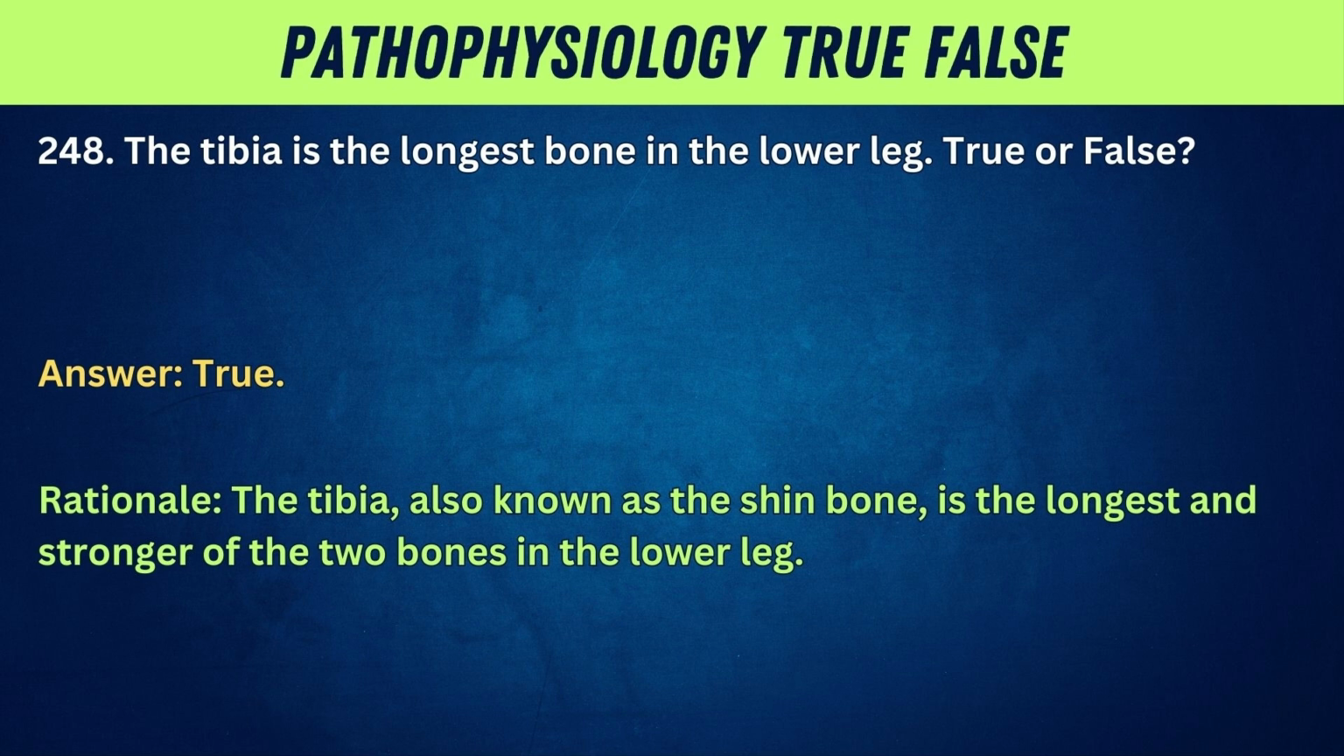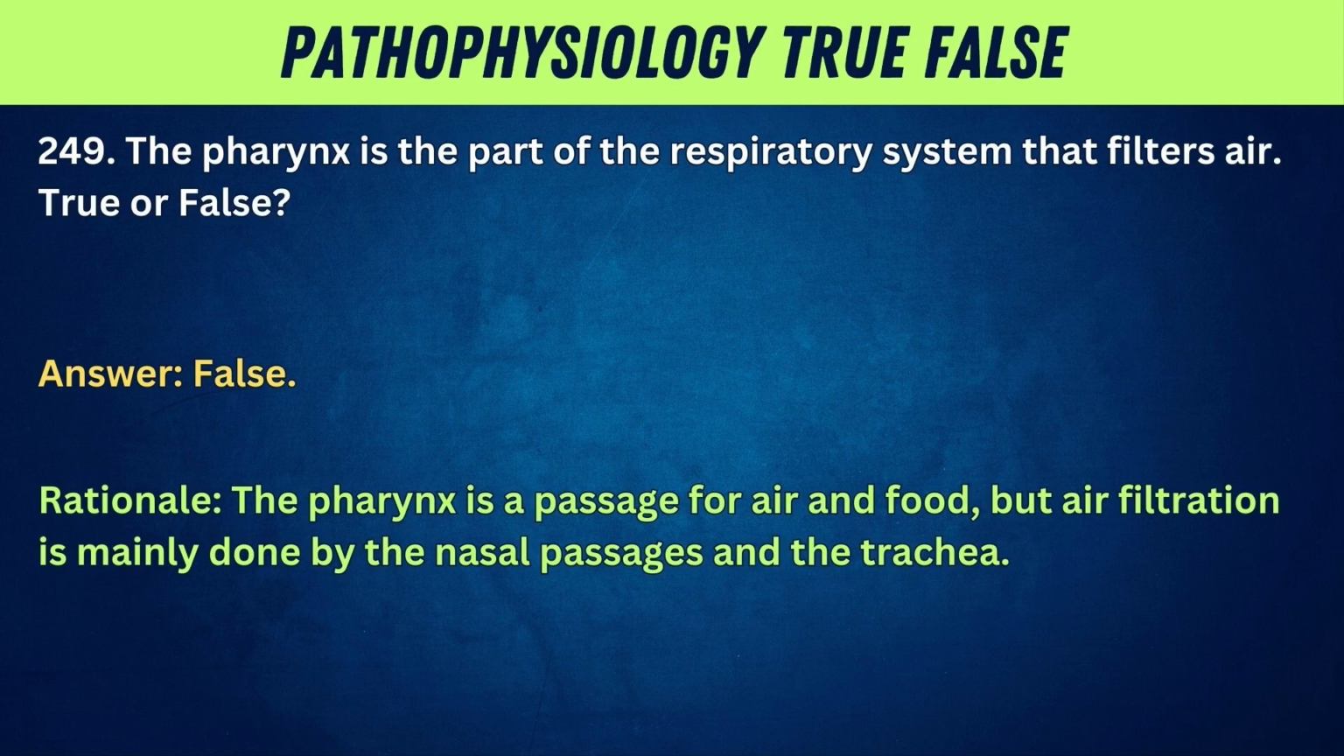248. The tibia is the longest bone in the lower leg. True or false? Answer: true. Rationale: the tibia, also known as the shin bone, is the longest and stronger of the two bones in the lower leg.